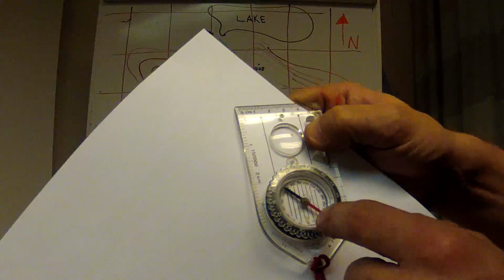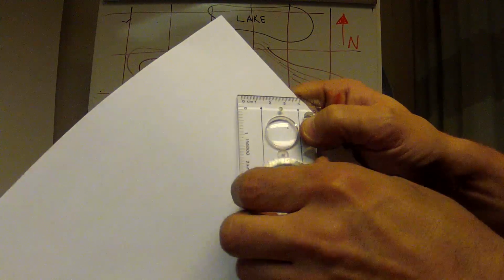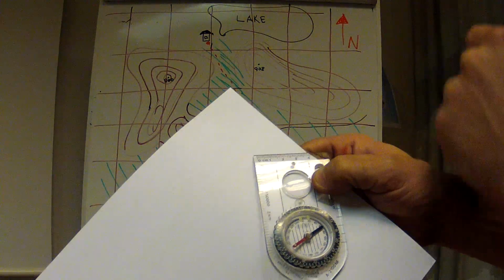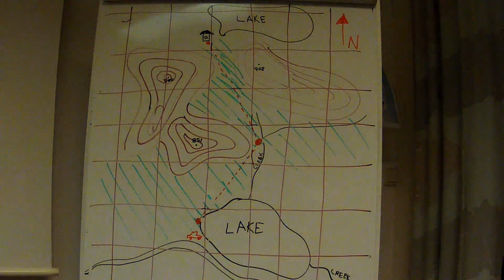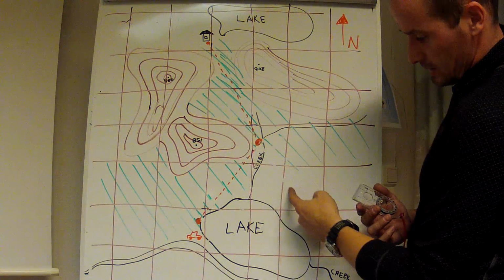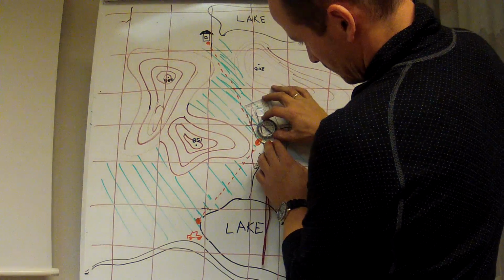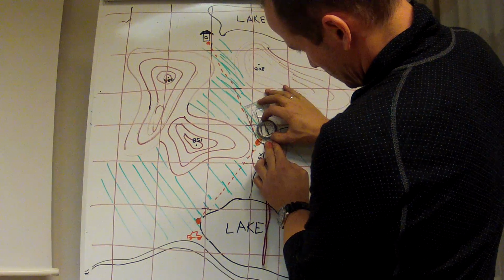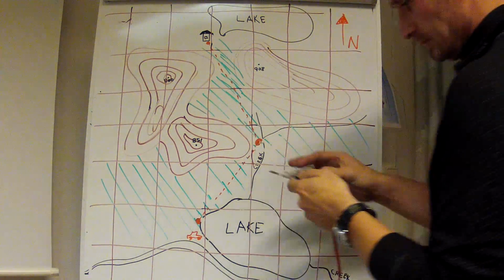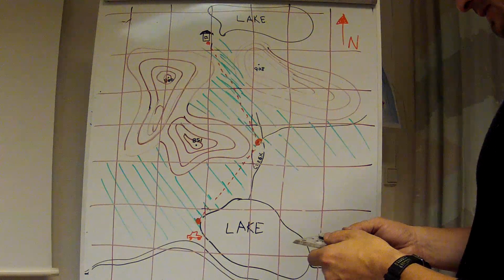The north in the housing will point south on the map. The north arrow in the bottom of the housing has to point north on the map. If you do it wrong, you will start walking exactly the opposite direction. So turning it until it's parallel. There it's parallel. And I find my new bearing like that.